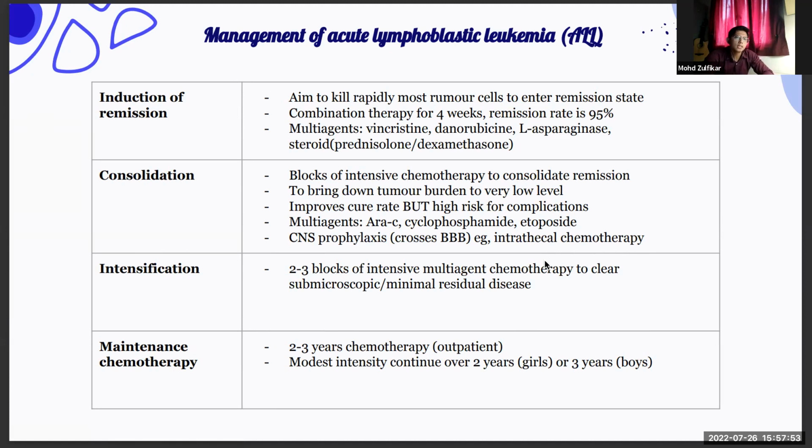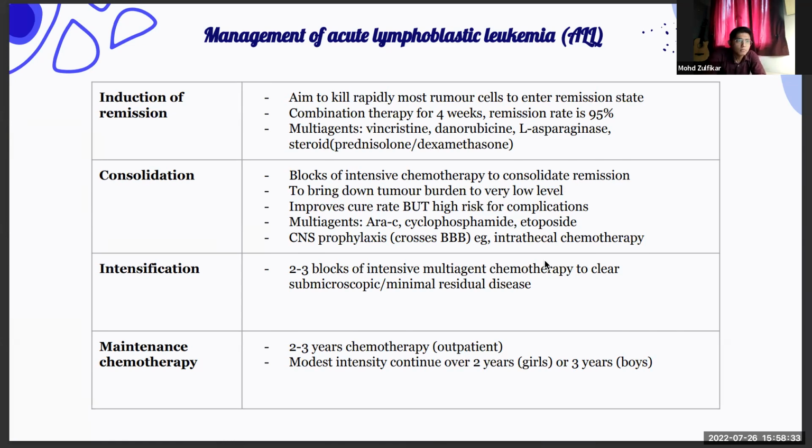And the multi-agents that are involved are such as vincristine, daunorubicin, L-asparaginase, and steroids such as prednisolone and dexamethasone. So if we already achieve the remission state, we must prolong the remission state. So this is where the consolidation phase takes place, where the consolidation phase actually functions to prolong the remission phase so that the cancer does not relapse, and it will also increase the survival rate.